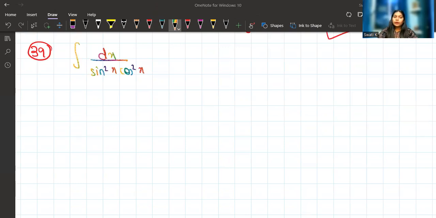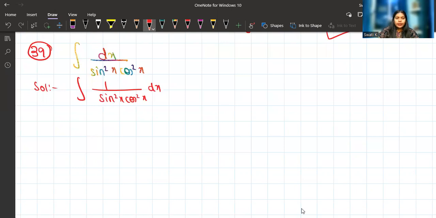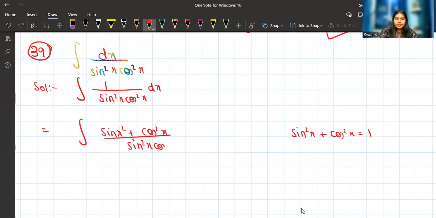So here what are we going to do? We are simply going to substitute 1 in the numerator. You can't see 1, I know that, but we can write it here. I can write this question as integration of 1 upon sine square x cos square x dx. Now we know a very famous trigonometric identity, that sine square x plus cos square x is 1. So in place of 1, I can write sine square x plus cos square x, upon sine square x cos square x as it is, dx.